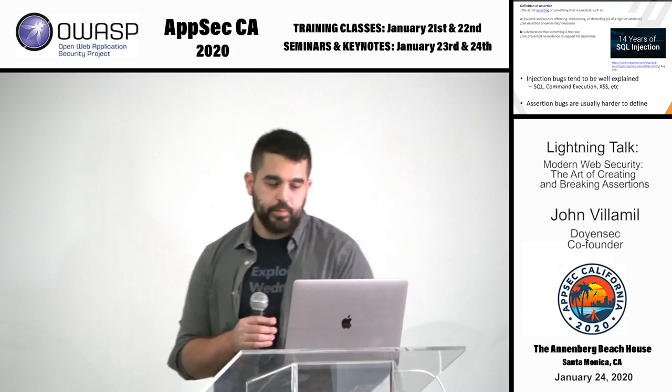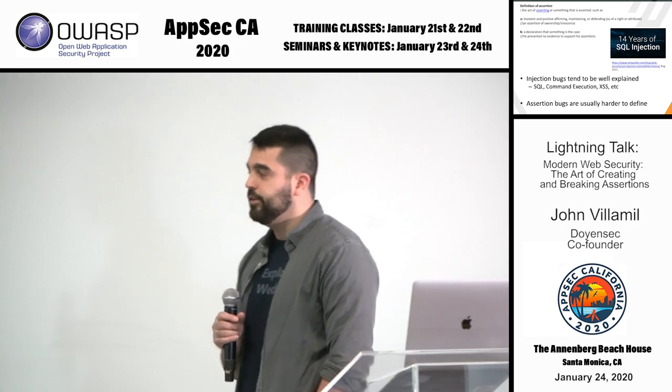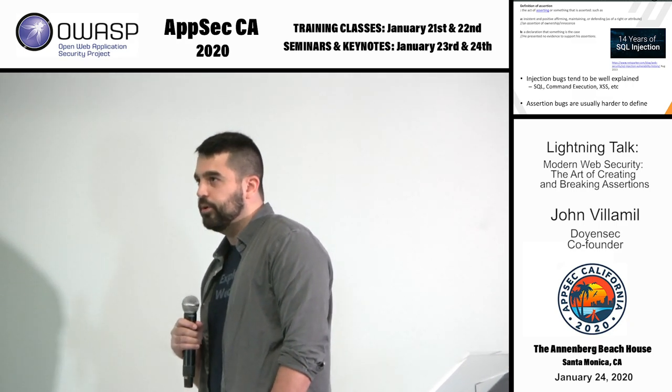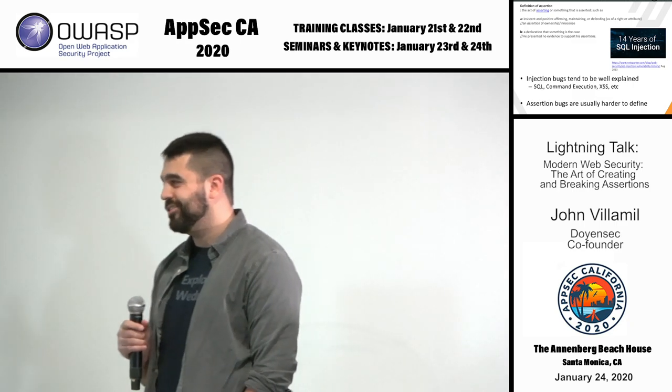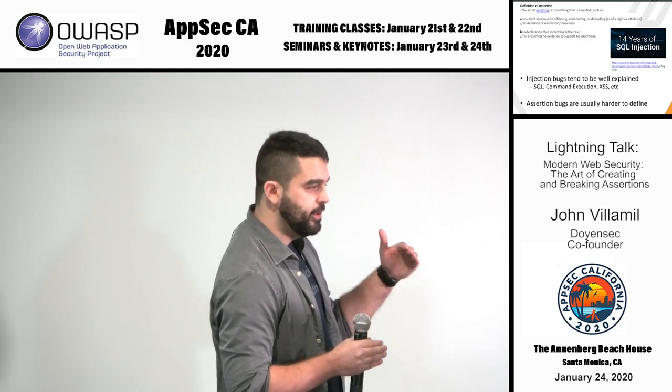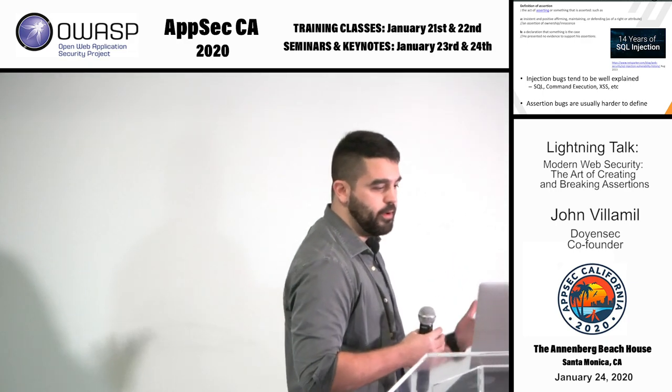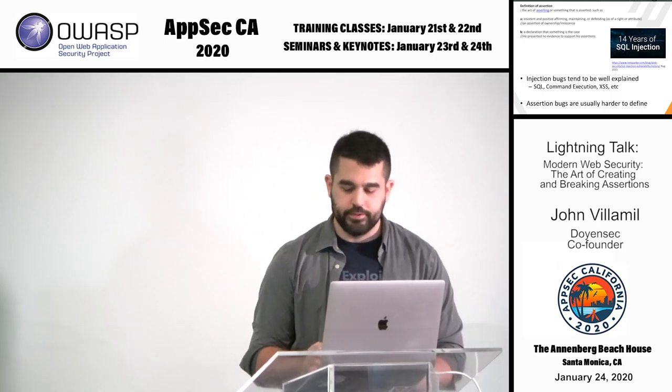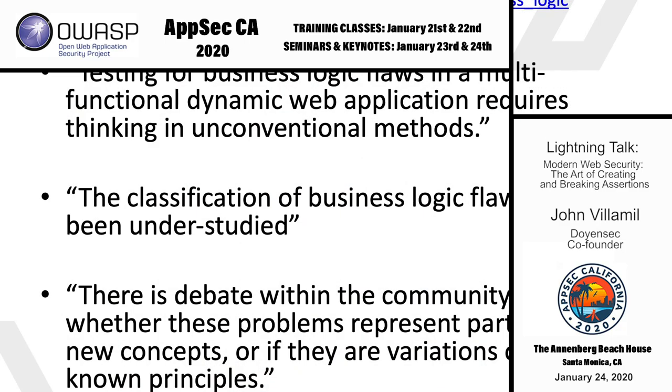As opposed to injection bugs, assertion bugs are much harder to define. There's no simple subcategories for injection bugs. You can't point to a line of code and say, hey, this is easily fixed with parameterized queries. The definitions are usually more vague. So OWASP has this really nice article here on their website.